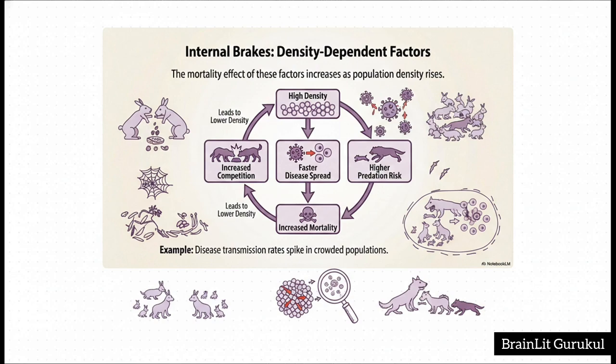The best way to think about these is as built-in brakes. The more crowded a population gets, the harder the brakes get pushed. You get way more competition for food, diseases spread like wildfire. It's a natural feedback loop that keeps things from getting totally out of hand.